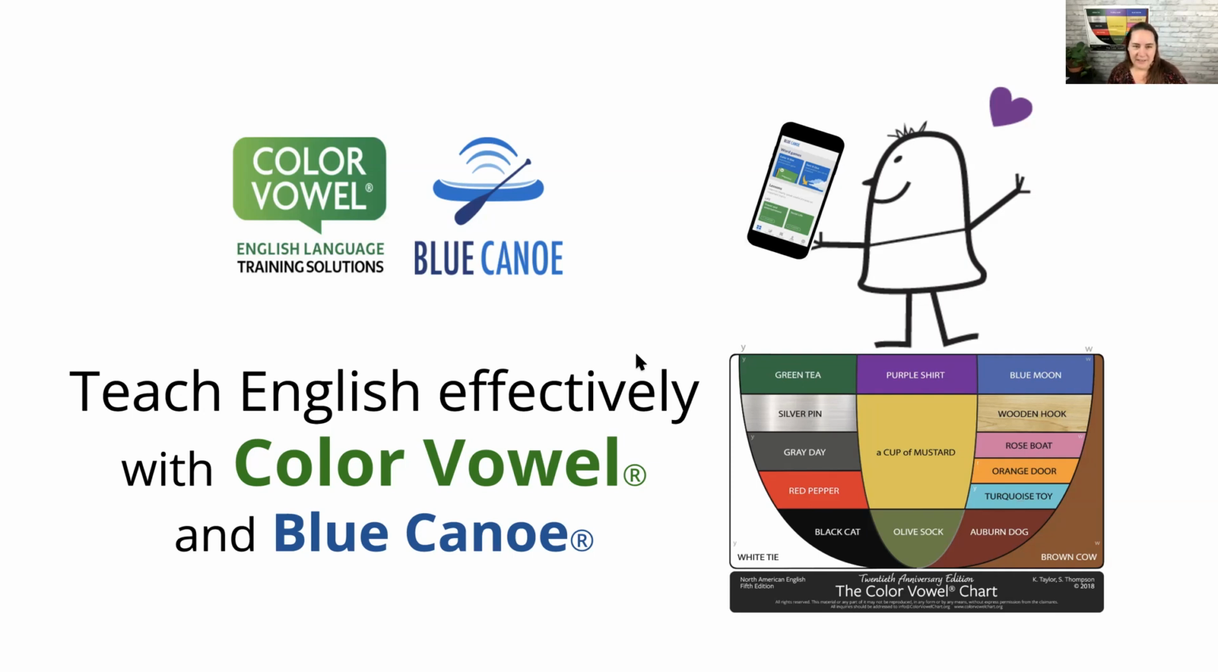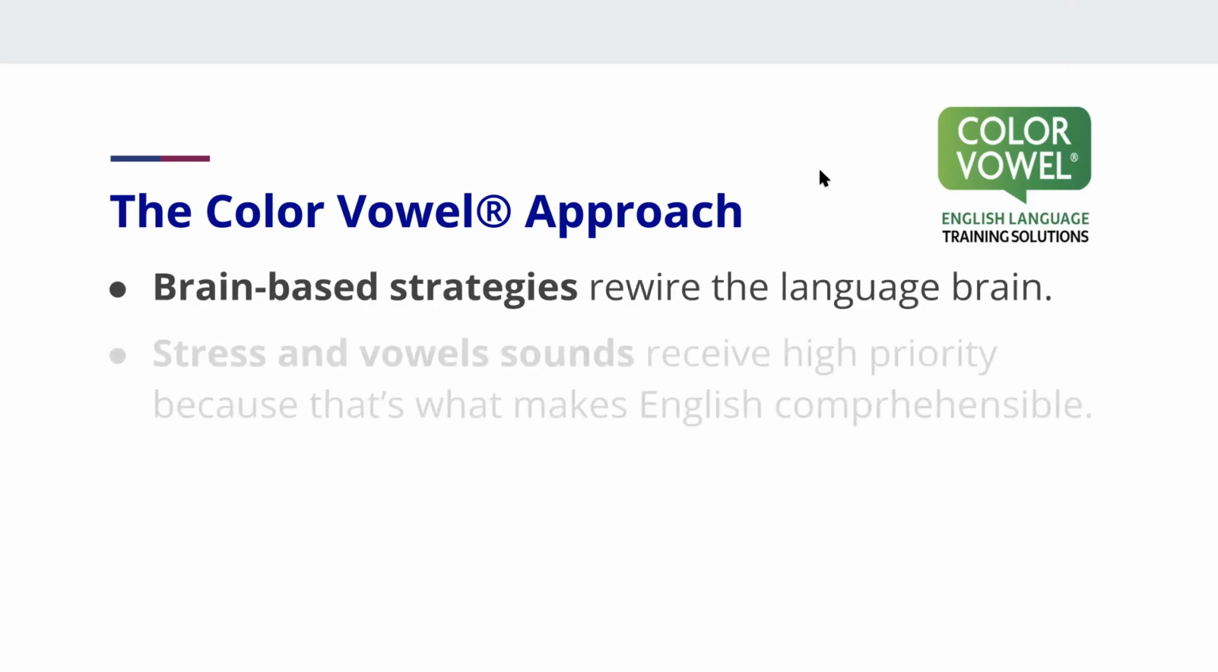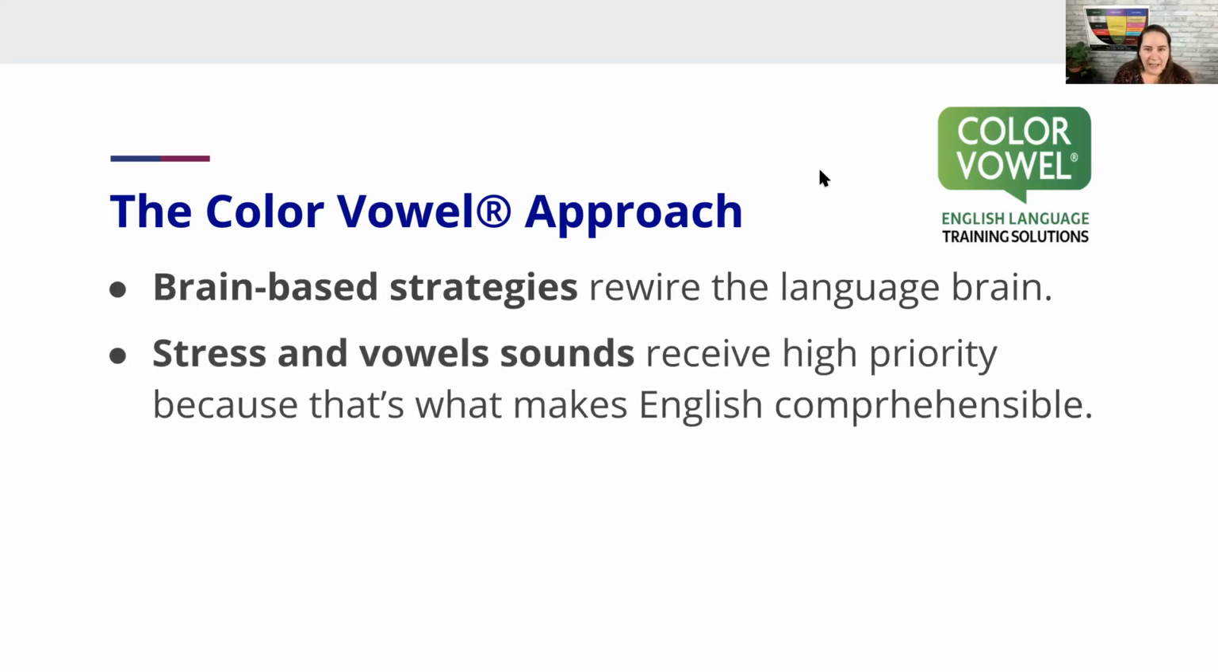All right. So once again, hello and welcome to Teach English Effectively with Color Vowel and Blue Canoe. I'm Karen Taylor. Today, we're going to be talking about the Color Vowel Approach. Color Vowel Approach is a set of brain-based strategies that we use to rewire the language brain. We focus on stress and vowel sounds, maybe as a priority over other aspects of spoken language, because they are what makes English mutually comprehensible. So we don't eliminate other aspects of English, but you'll see a high focus on stress and vowel sounds today.